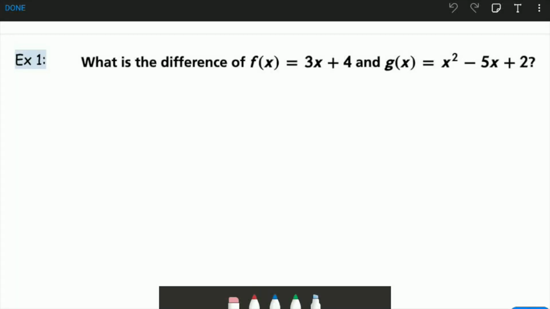So in this example, we are finding the difference between the functions f of x and g of x. Difference means subtraction, so we're doing f minus g as far as the notation goes. F of x is the function 3x plus 4. When you're setting up function operations, you want to make sure you put stuff in parentheses. And g of x is the function x squared minus 5x plus 2.